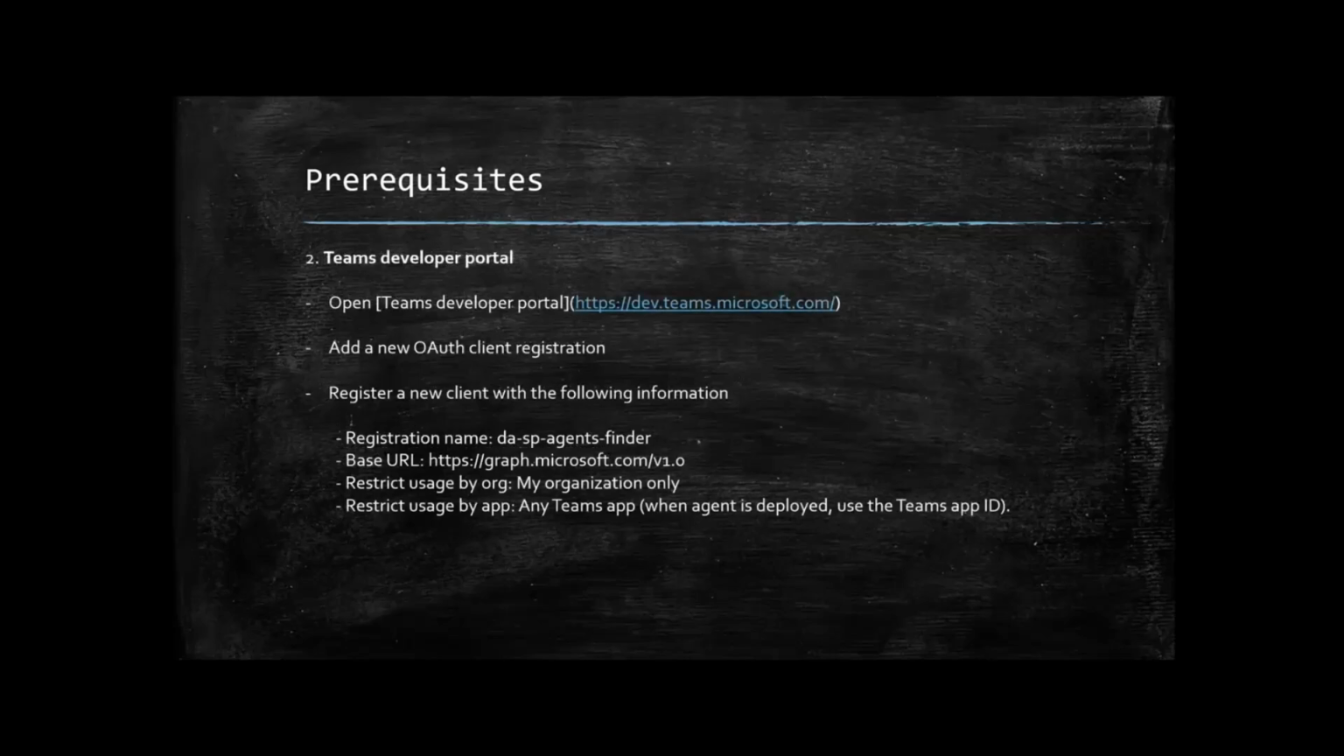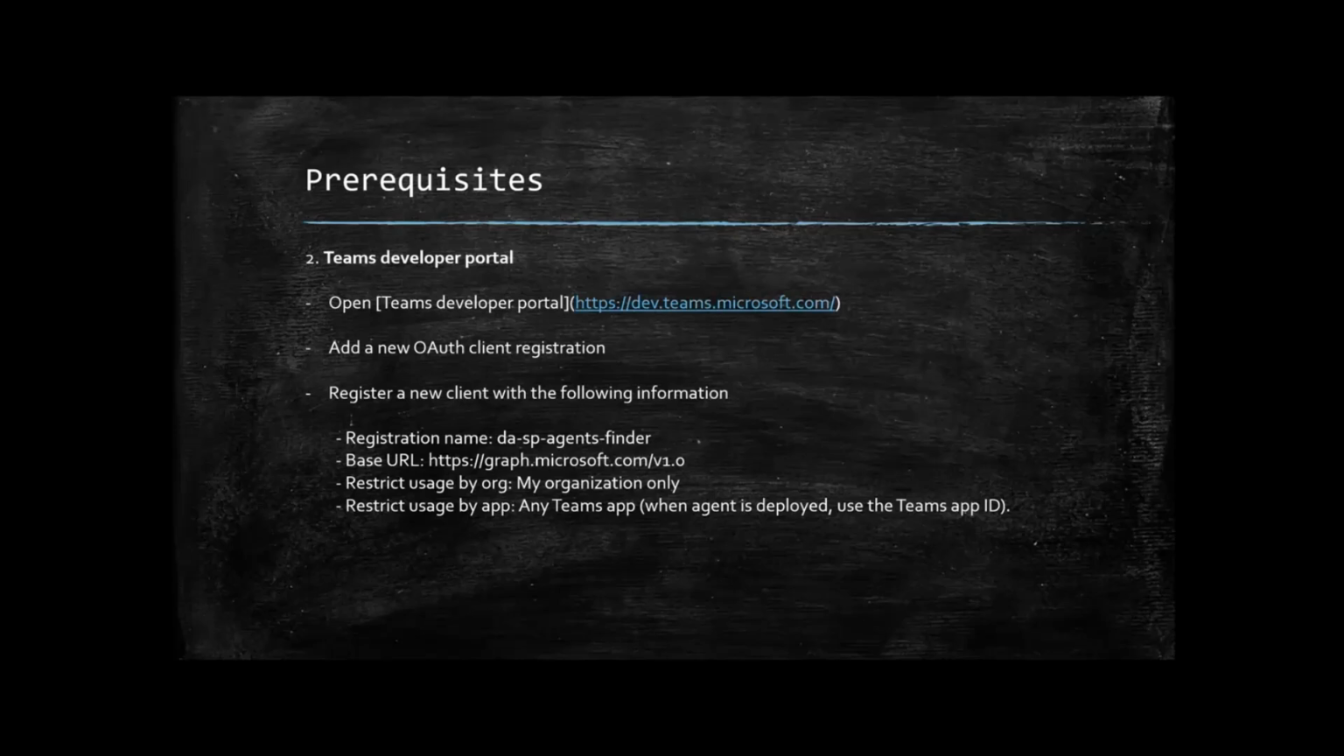The second prerequisite will be in the Teams developer portal. This is the URL to explore the Teams developer portal. We should create a new authentication client registration and register a new client with the following information. Registration name, you can give it any name. This is the name of my agent, and the base URL should be the Microsoft Graph endpoint, and restrict usage by organization should be my organization only.